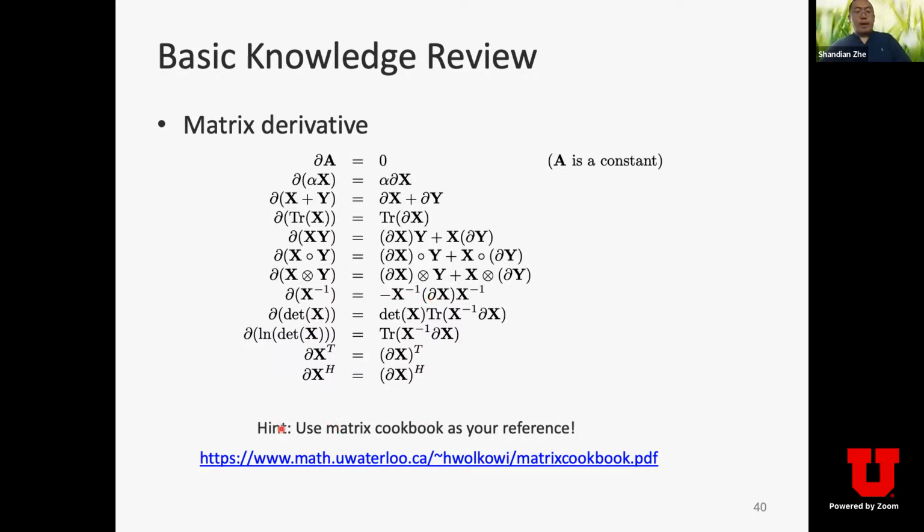Here is one online book called the Matrix Cookbook. I think it's released by the University of Toronto. It is free online and contains almost all the commonly used matrix derivative conclusions. That means in most cases, you really don't need to derive those matrix and vector derivatives from scratch. You just mechanically apply those results and combine them together.